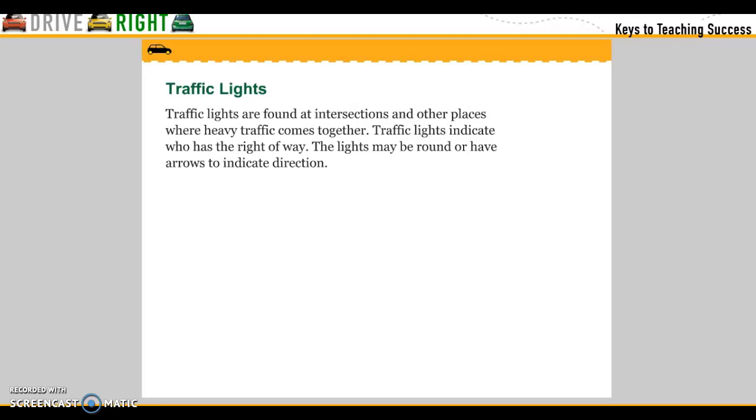Traffic lights. Traffic lights are found at intersections and other places where heavy traffic comes together. Traffic lights indicate who has the right of way. The lights may be round or have arrows to indicate directions.